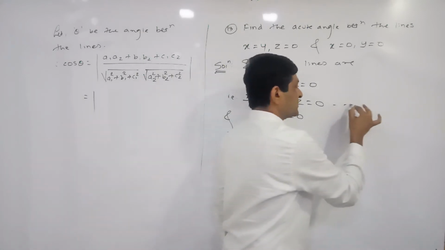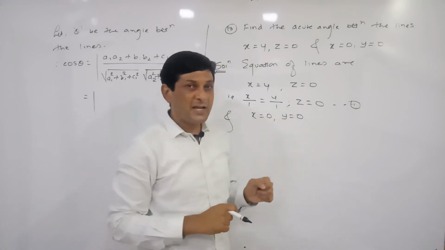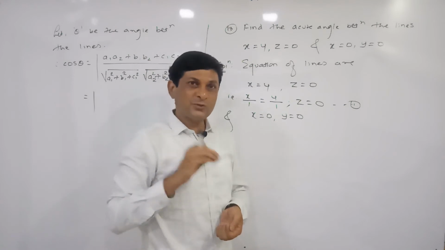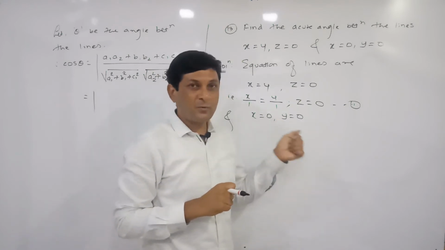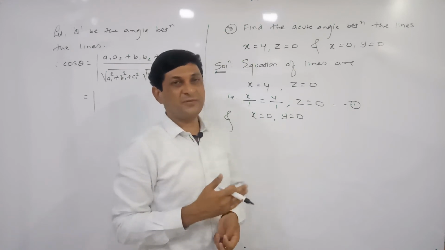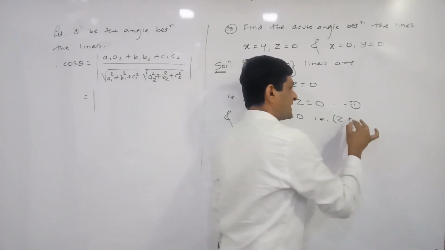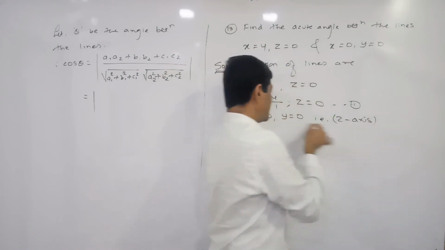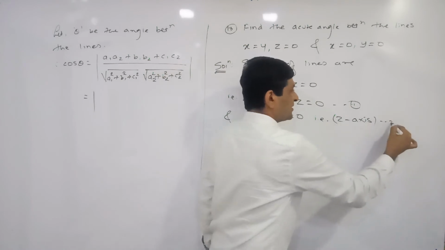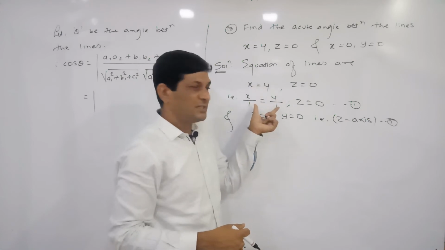Let us denote this equation by equation number 1. Now if you observe equation 2, x is equal to 0 and y is equal to 0. This is the equation of what? Z-axis, because we know that if a point lies on the Z-axis, at that time the x coordinate and y coordinate are 0. And if x is equal to 0 and y is also equal to 0, then definitely it is the equation of the Z-axis. Let us denote this equation by equation number 2. Now the equations of both the lines are already given, we have just written the first equation in standard form.